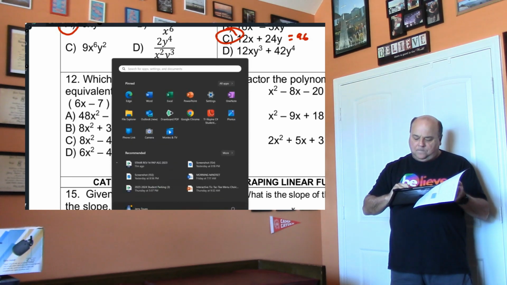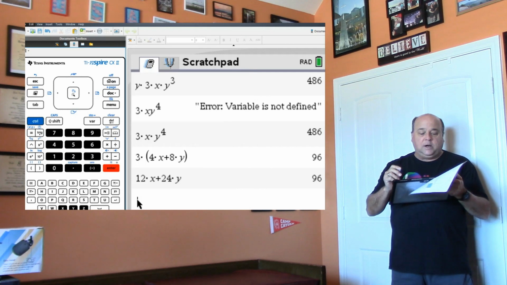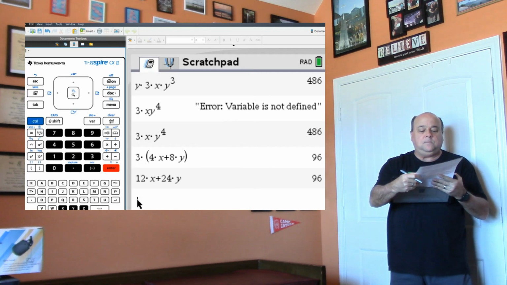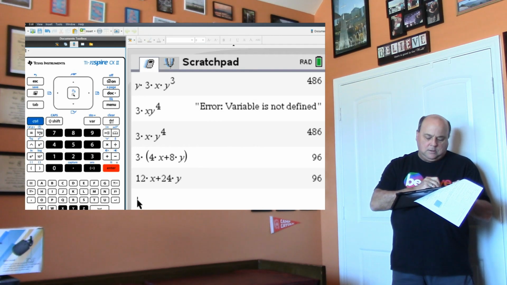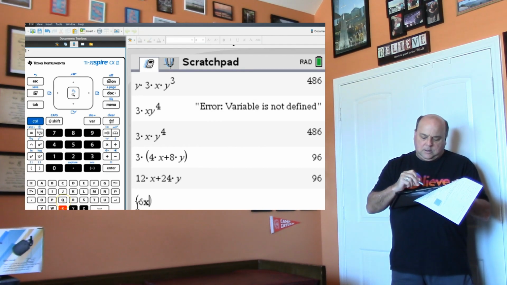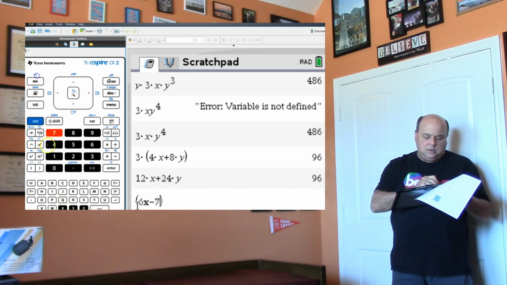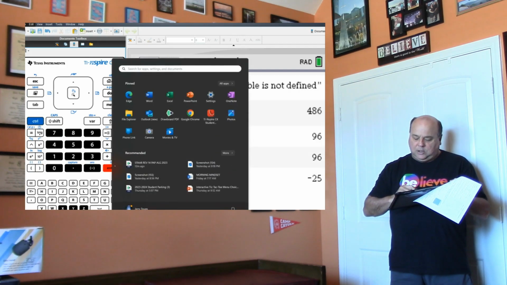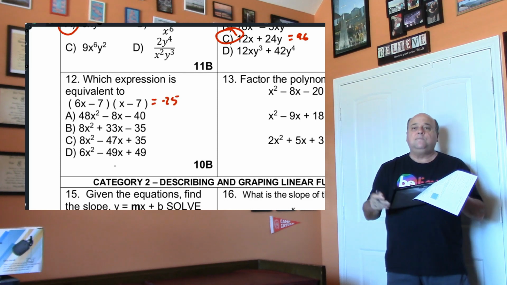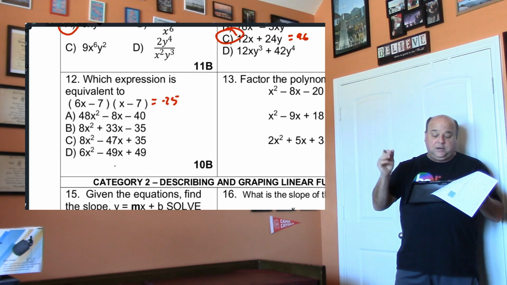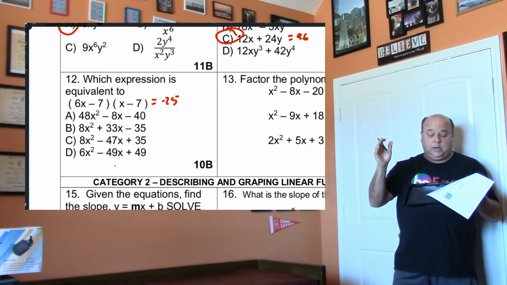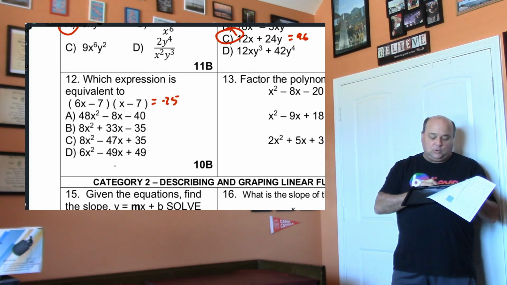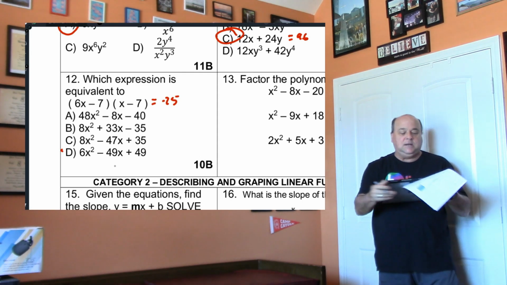So let's type in the problem. We're going to type in parentheses 6x minus 7, close parentheses, times parentheses x minus 7, close parentheses. So I got it typed in, hit enter, and I get negative 25. So I'm going to go to my paper, and I'm going to put negative 25. Now then, one of those is going to work. I'm going to do this in my head. It has to start with 6x squared, and it has to end in a plus 49. So I know D is probably going to be it. So let's type in D.